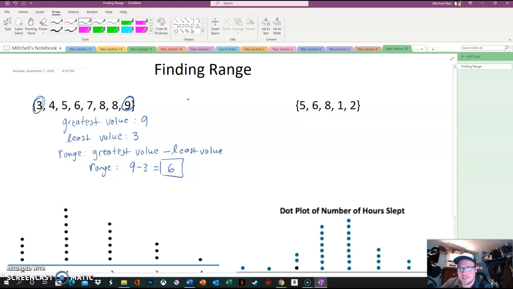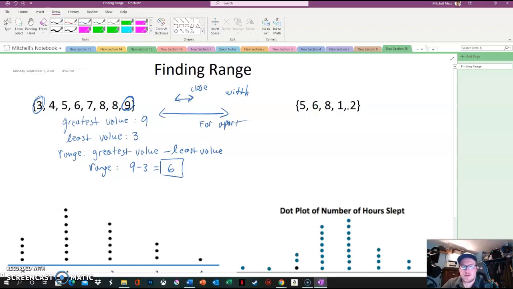Again, all that is saying is how close is my data spread or how wide is my data. You can think of it as the width. What's the width of my data? It's kind of how you can think of it. Is it close together, or is it far apart?